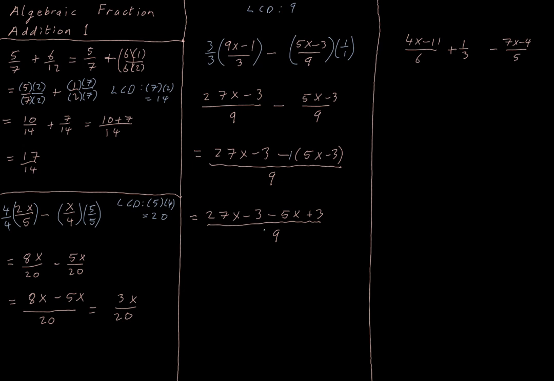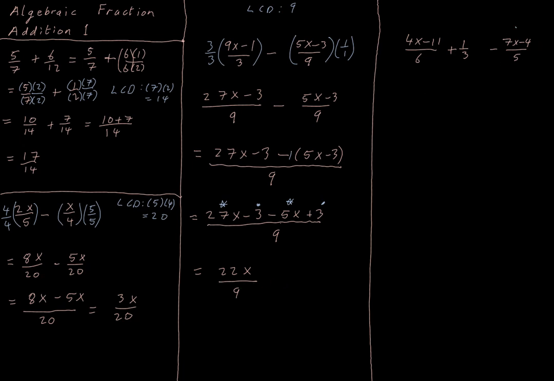Now we can do some tidying up. We have some like terms that we can add up. So we have units here, and we have x's here. We put different symbols on them to keep track of them. So we end up with 22x, minus 3 plus 3 is just 0. So we have 22x all over 9. There is no common factor there, so that is as far as we can go.